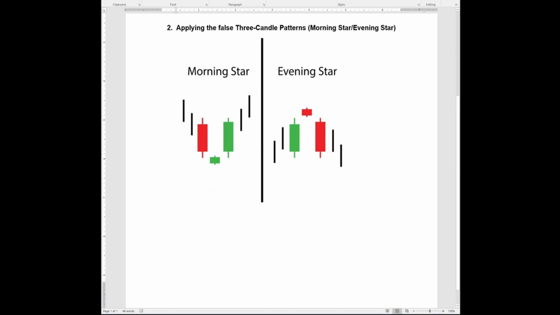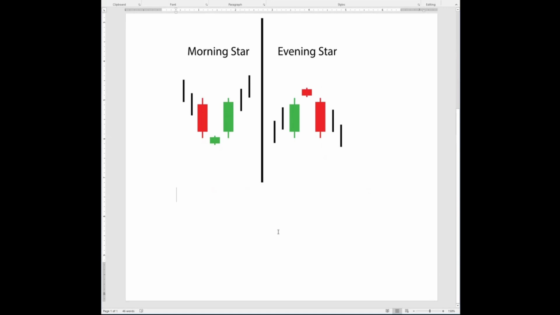And what if it fails? First we will explore the theory, and then I will show you the example on your real trading chart.